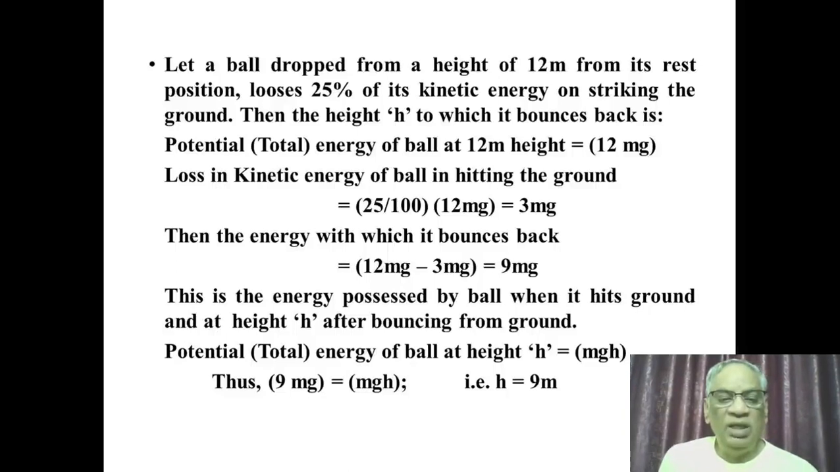The same kinetic energy will be present in the body as potential energy at the height h after bouncing from the ground. So this is the energy possessed by the ball when it hits the ground and also at a height h after bouncing from the ground. So the total energy of the ball at height h is mgh, that is 9 mg is equal to mgh, so h becomes 9 meters.